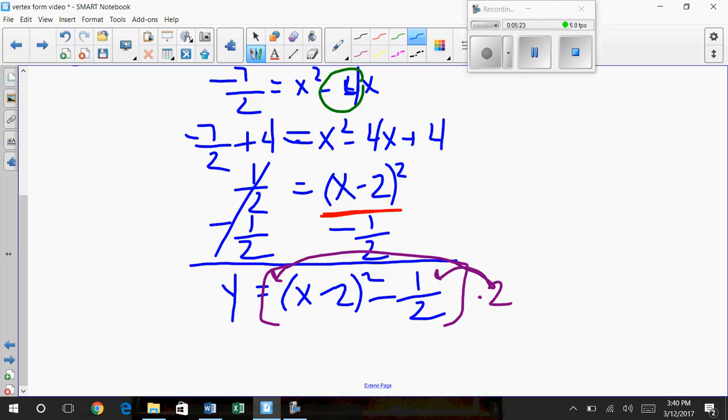So my final answer for vertex form, so my final answer is y equals 2 parentheses x minus 2 squared. And if I do -1/2 times 2, I should get -1. And so that right here is my final vertex form.